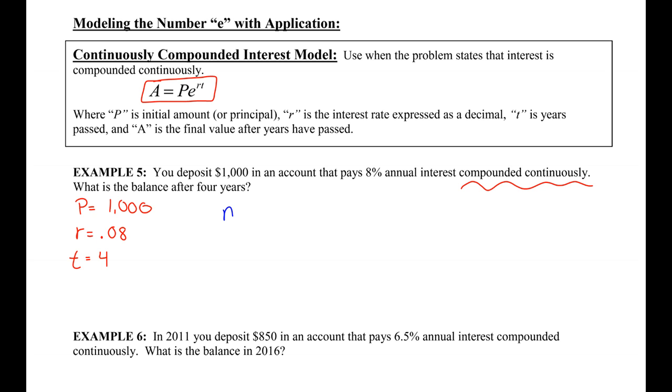So plugging it in, I get A equals 1,000 times e raised to a power of 0.08 times 4. And remember, as you plug this into your calculator, to put parentheses around the 0.08 times 4. You should get A is equal to $1,377.13.